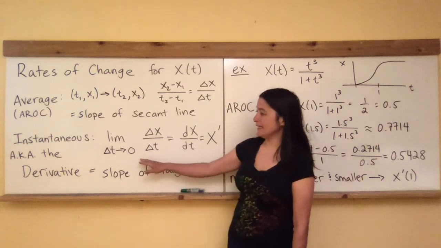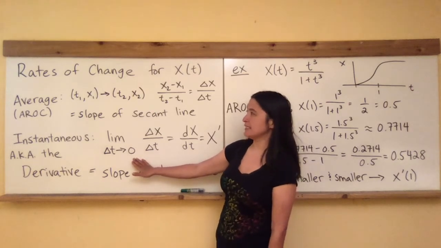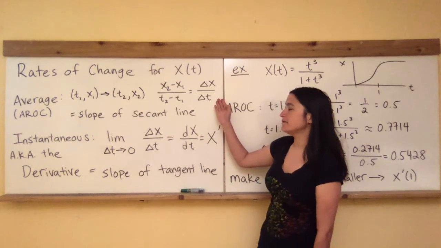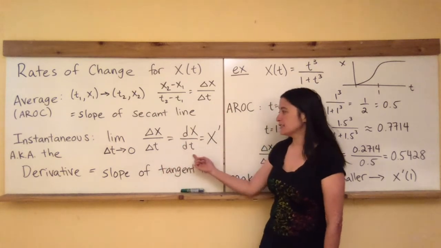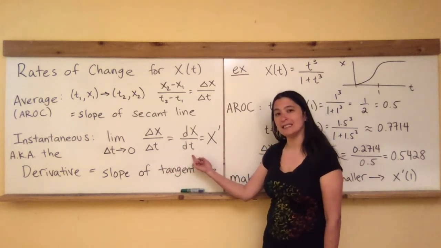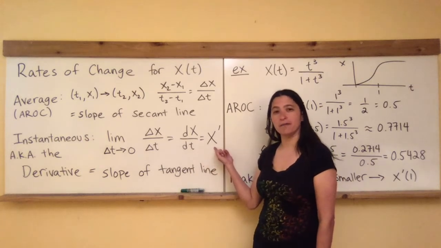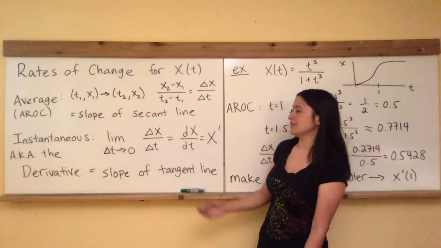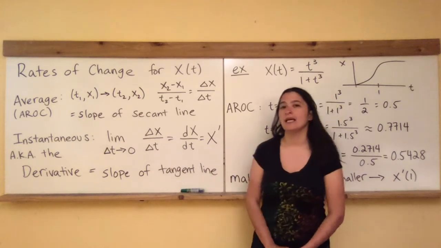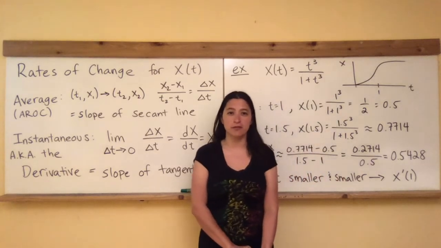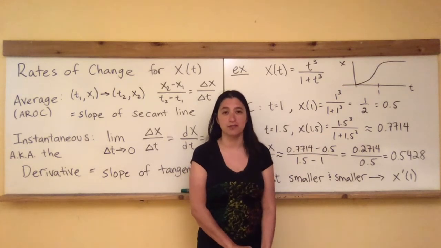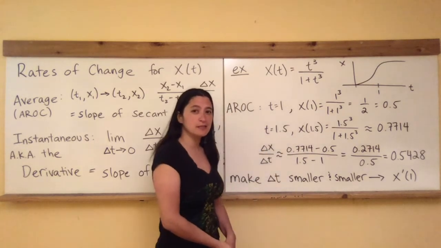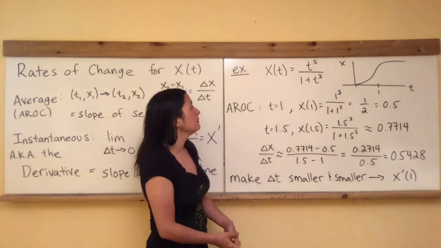Okay? But in that conceptual limit, as t2 approaches t1, the average rate of change above, delta x over delta t, is going to be called dx/dt, which is also the x prime that we've been working with in modeling. Right, and that interpretation is going to be the slope of the tangent line, and it's also referred to as the derivative or the instantaneous rate of change. Okay, so let's see how we can start calculating this and putting it into practice with an example.